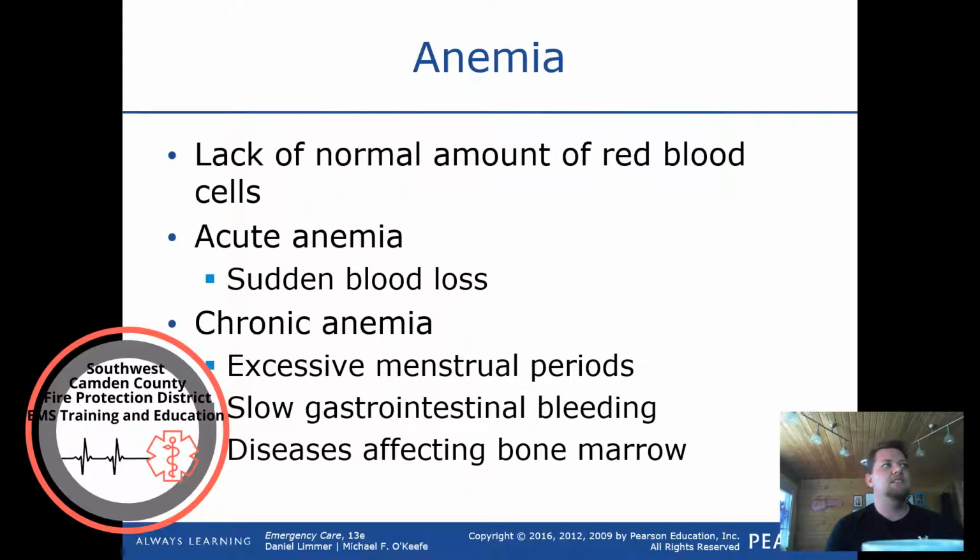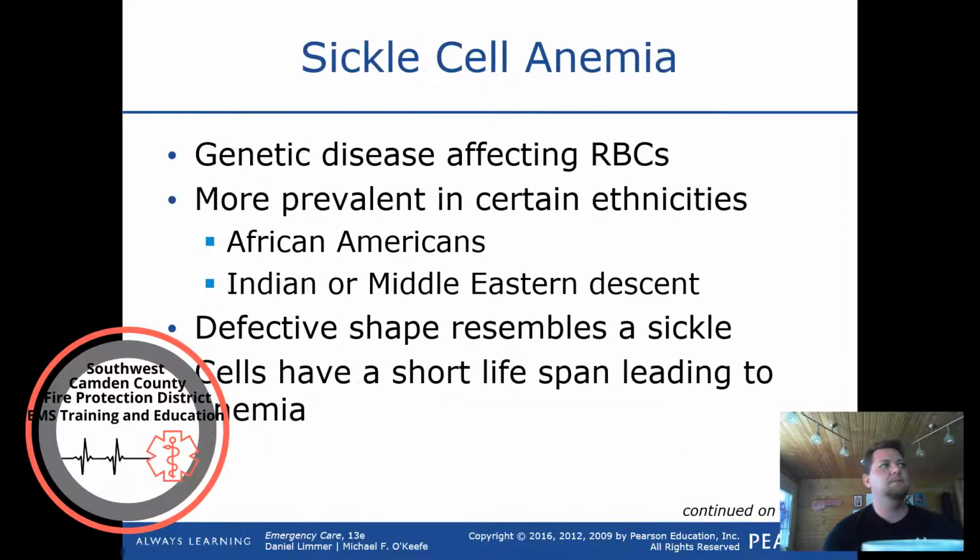Anemia is the lack of the normal amount of red blood cells. Acute anemia is a sudden blood loss. Chronic anemia can be caused by excessive menstrual periods, slow GI bleeding, or diseases that affect the bone marrow.